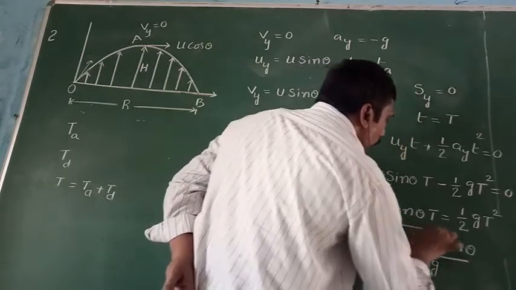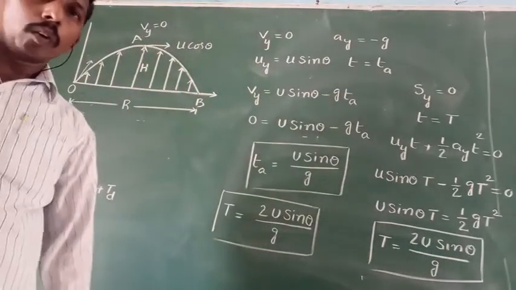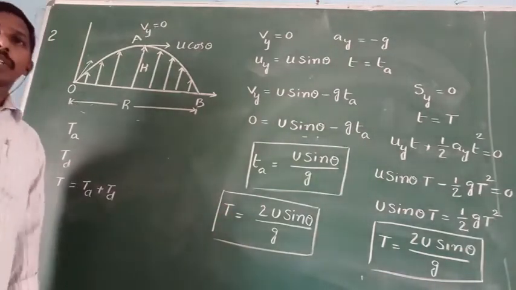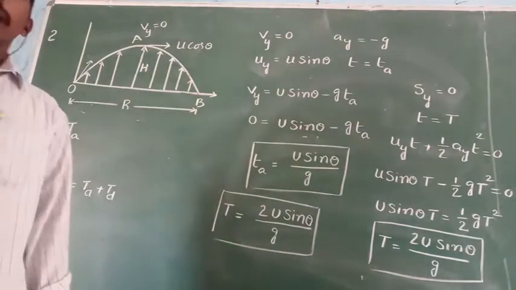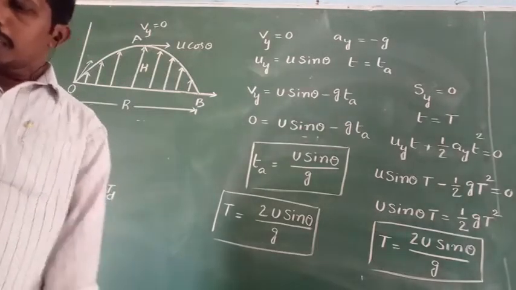So the total time spent in air is called time of flight. Time of flight, time of ascent, and time of descent are completed. Next, we calculate maximum height and range.